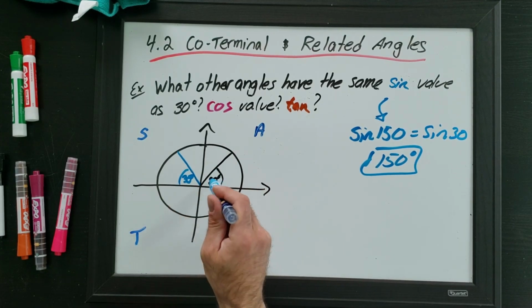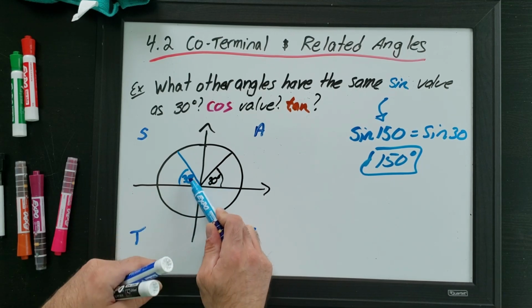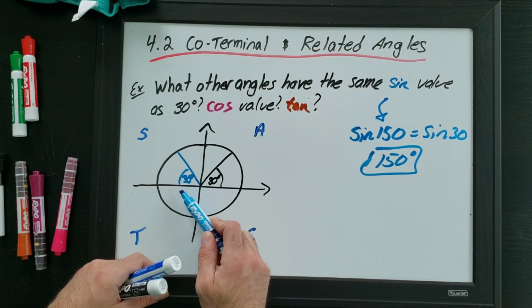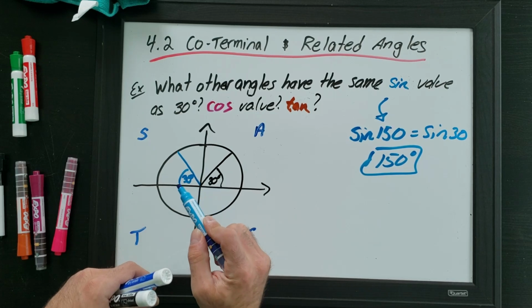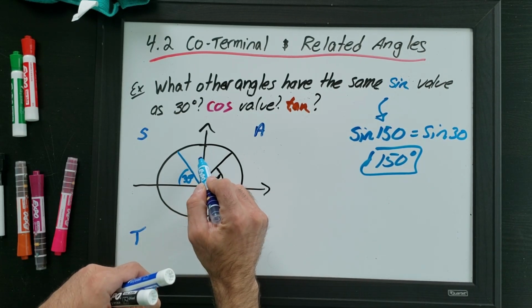Okay, there are technically 4 different possibilities. Up here, right here, right here, right here. It's always formed with the x-axis. Okay, I'm going to say that one more time. The related angle is always formed with the x-axis, never the y-axis.